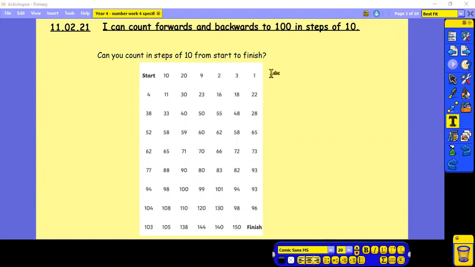So the first activity is a maze. Can you count in steps of 10 from start to finish? So you have to find how we count in steps of 10 right the way to here, in amongst all of these numbers. Pause whilst you have a try.